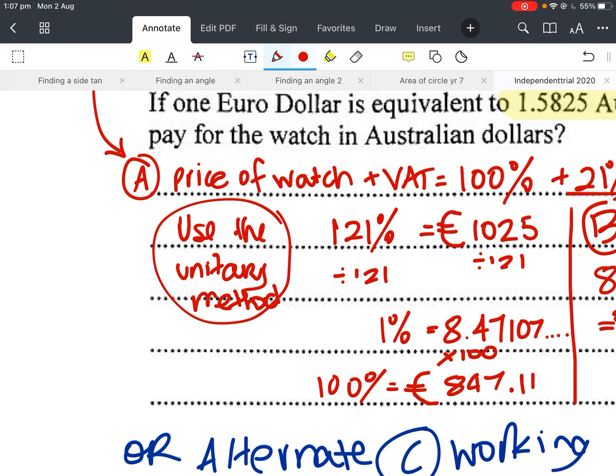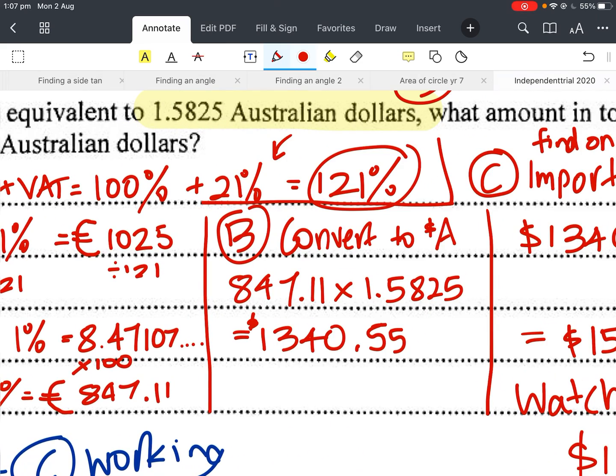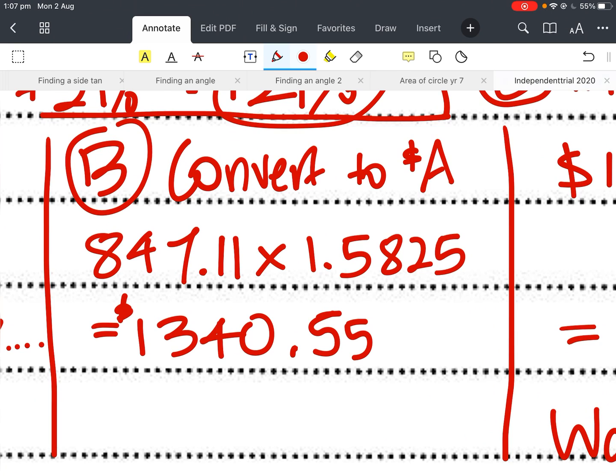8.47107... Now I needed to work out 100%. Remember, 100% is the original price before the GST or VAT in this case. So times that by 100, and I got that the watch was €847.11 before the tax was added on. So my next step was here. It told me to figure out to add GST before or after I converted it to Australian dollars.